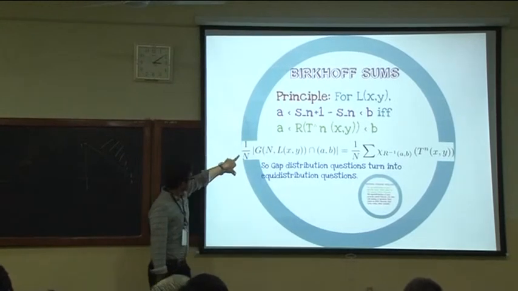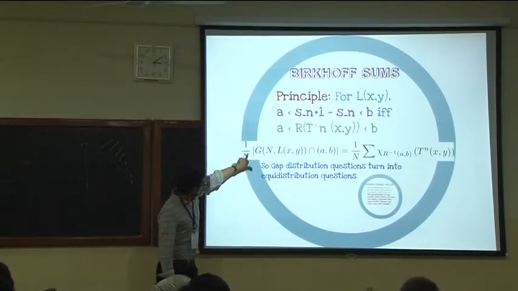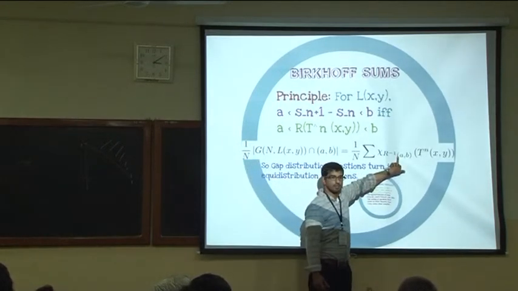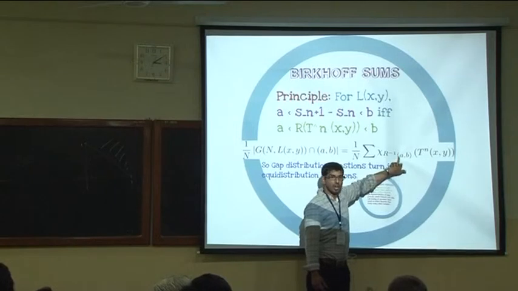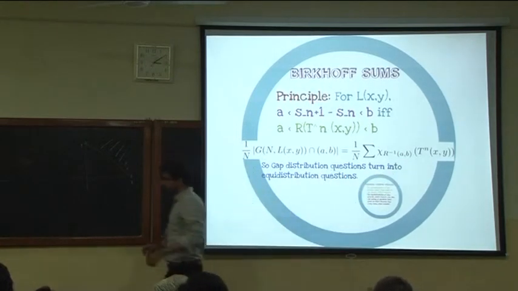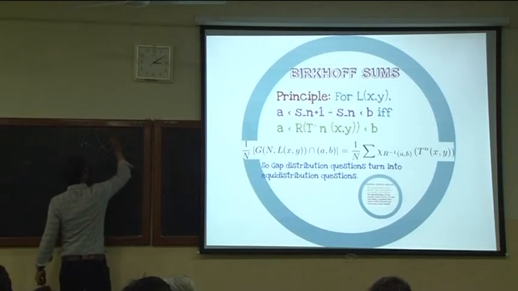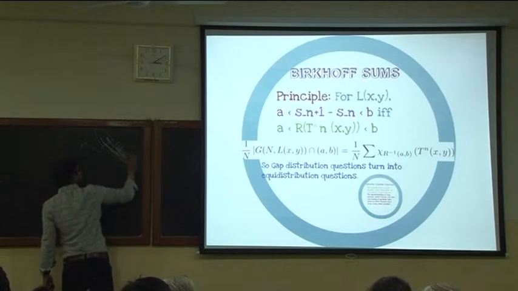But in particular, what that means is the proportion of gaps in between A and B is exactly a Birkhoff sum. It's the Birkhoff sum of the indicator function of this set.